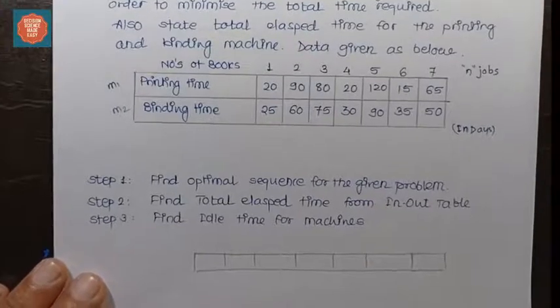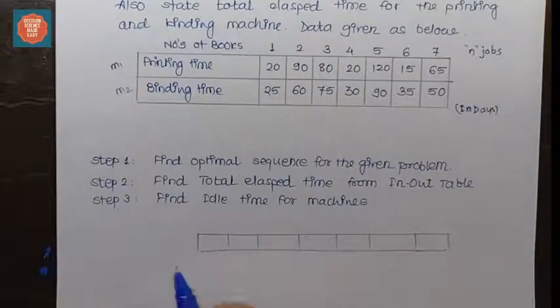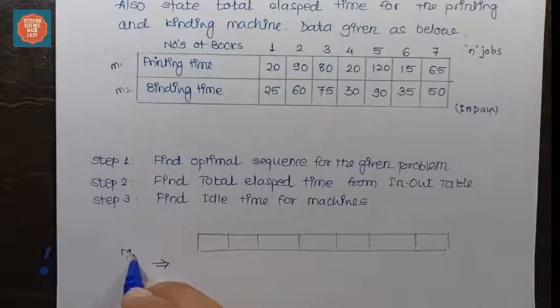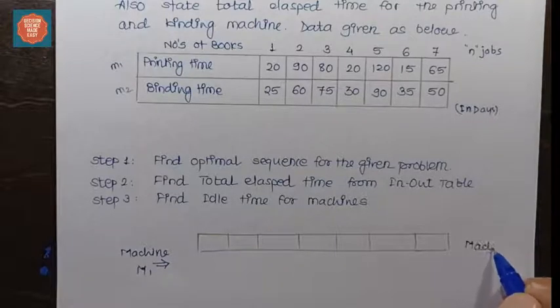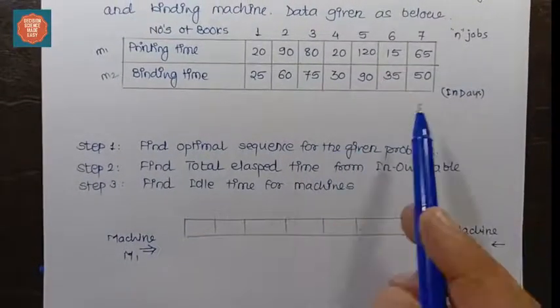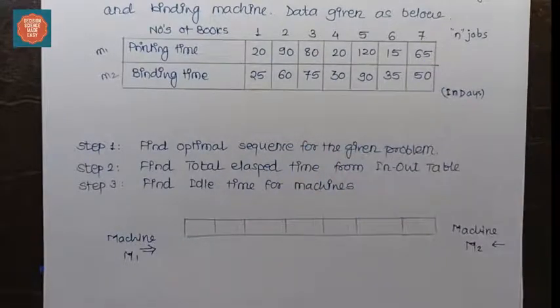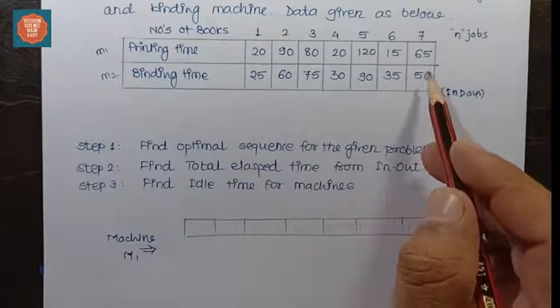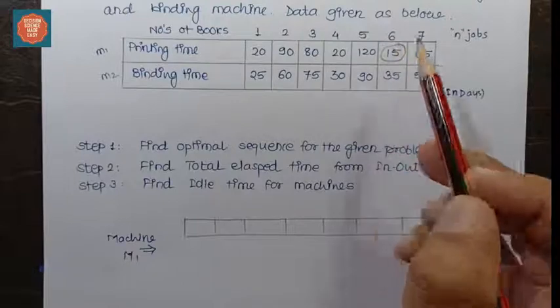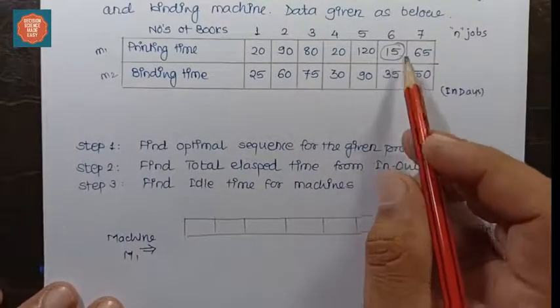So in order to find the optimal solution, the first thing we have to do: whatever entries come from machine M1 should be on the left hand side, and all the entries coming from machine M2 should be on the right hand side. This is rule number 1. Second, we are going to identify the smallest number in this given problem. So which is the smallest number? That is 15. So I'm going to allot the 15 first.